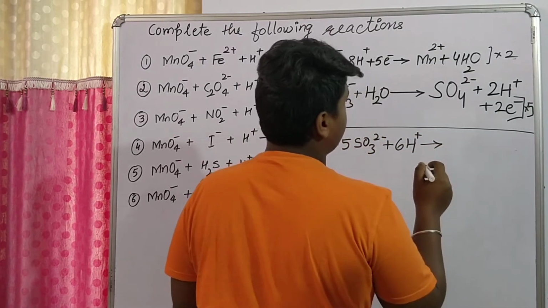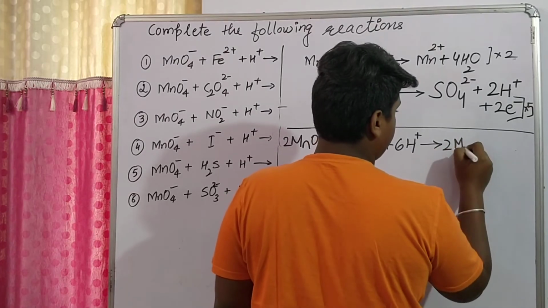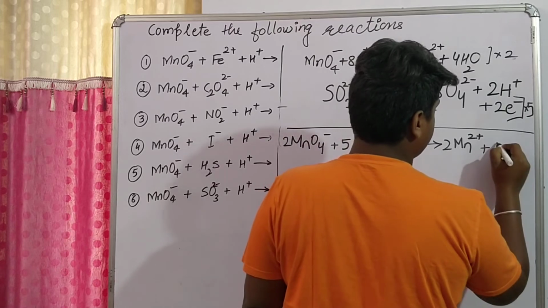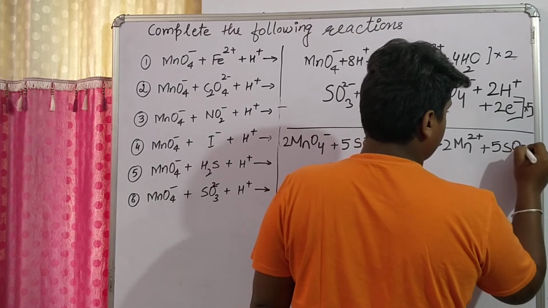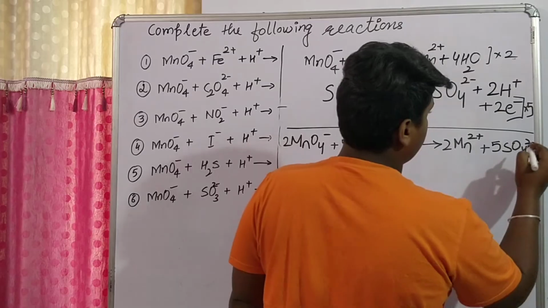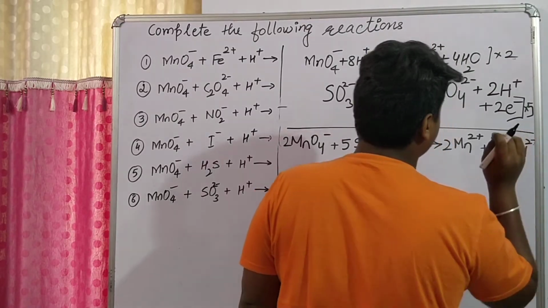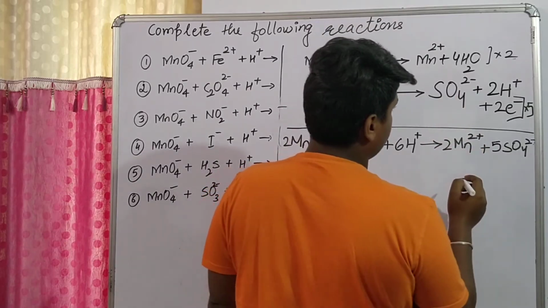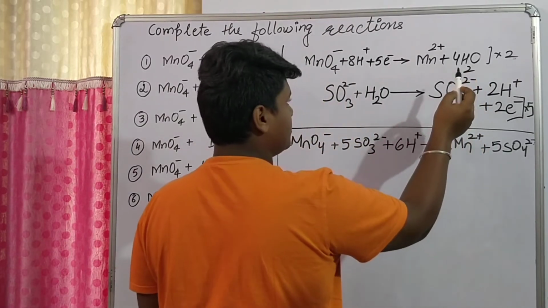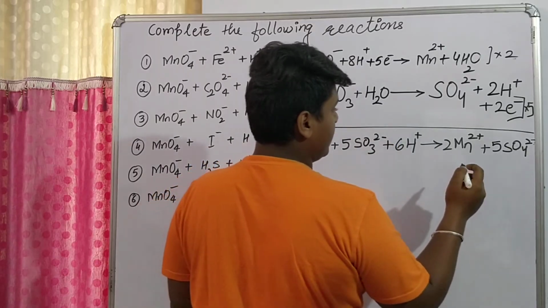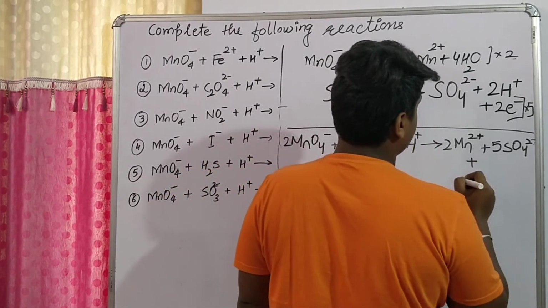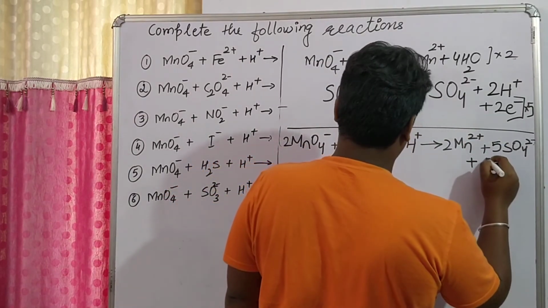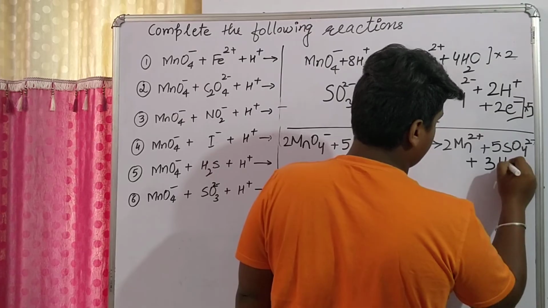Then on this side we have 2 Mn2 plus, then 5 SO4 2 negative, and then we have H2O. 8 H2O here, and then 5 H2O here. So we have net 3 H2O.